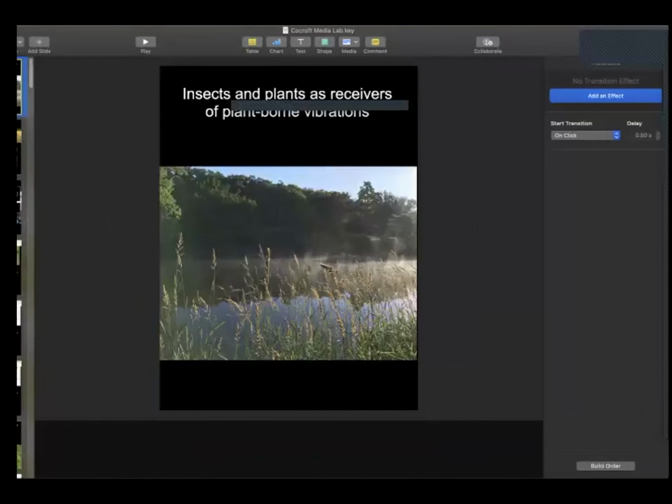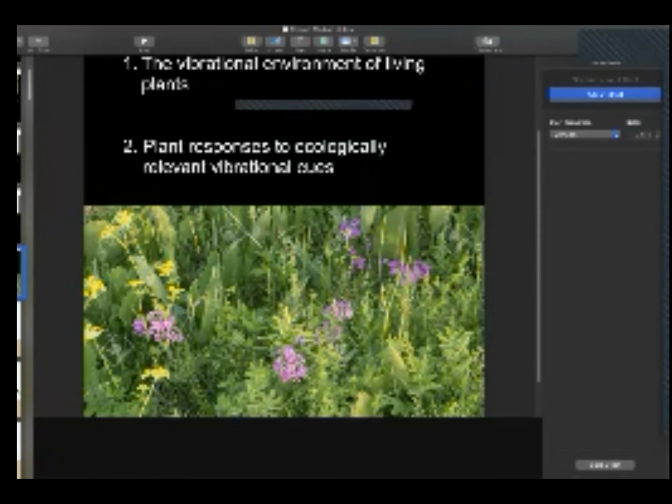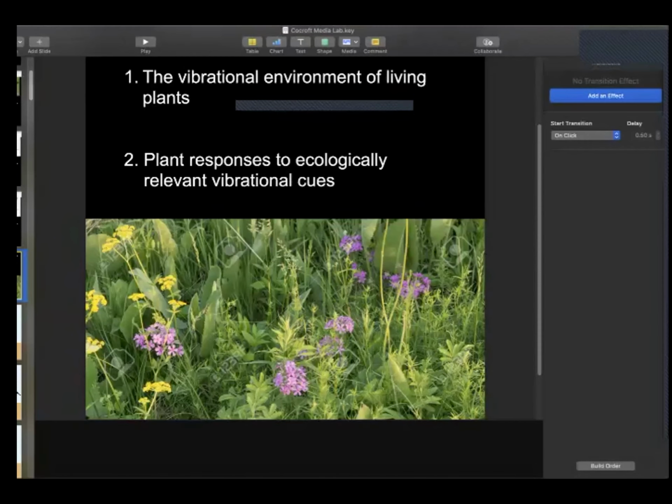Okay. So what I want to do in this talk, Zoom permitting, is talk a little bit about the vibrational soundscape of living plants. What are the sources of mechanical energy in plants? I'll come at it a bit from my background as an insect biologist, and then I'll finish up talking more about our more recent directions of looking at the plant side of this.